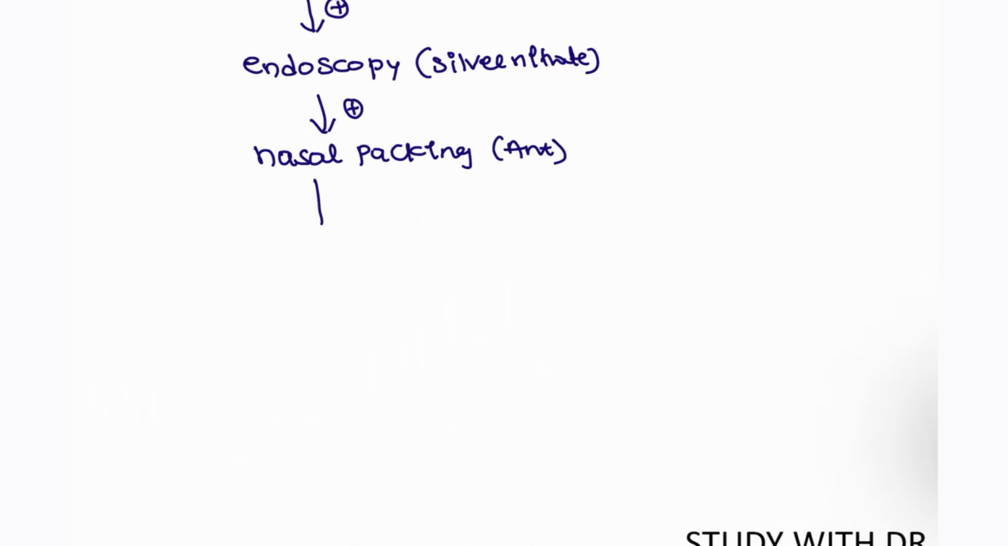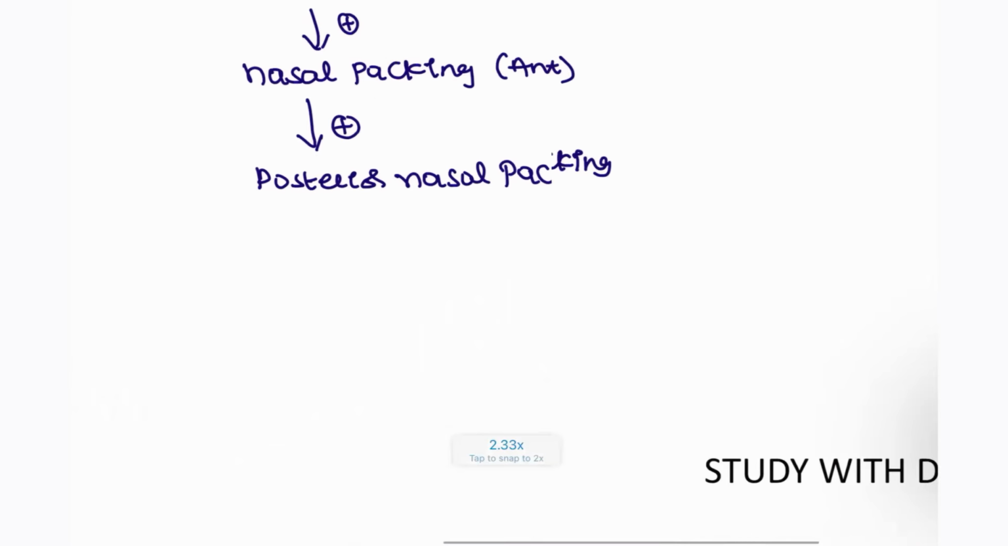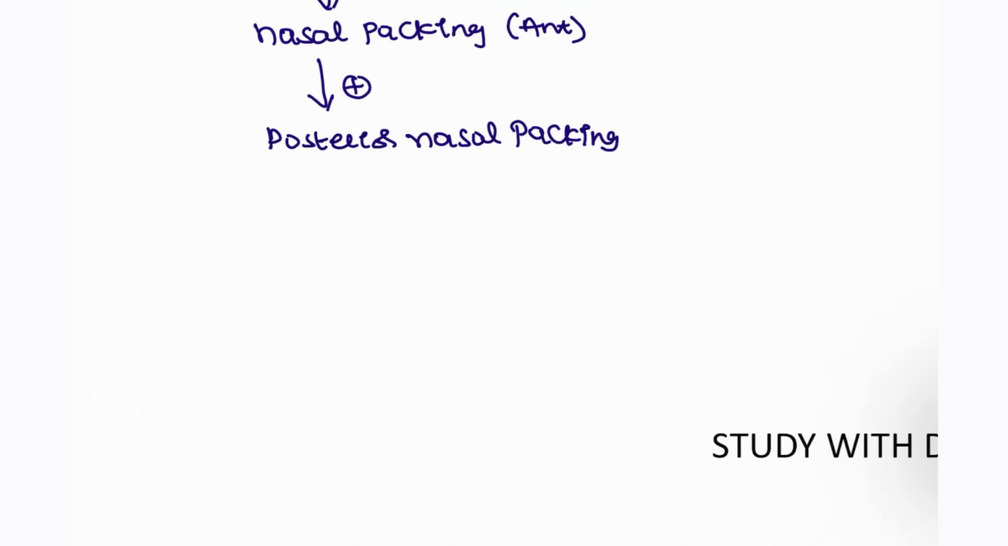And even if it is still not controlled, then go for the posterior nasal packing. Posterior nasal packing is done with catheters like an air balloon, which you push in and then stop the bleeding. With the balloon catheter you can do this for posterior bleeding also. Then if it is still not controlled, what can we do? We can go for ligation. Ligation should be done.